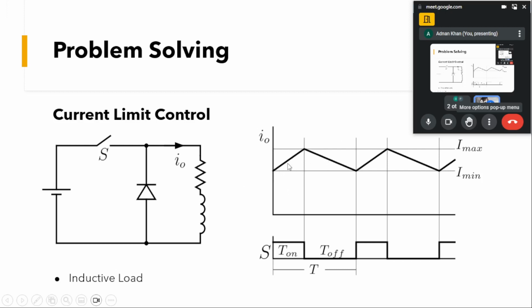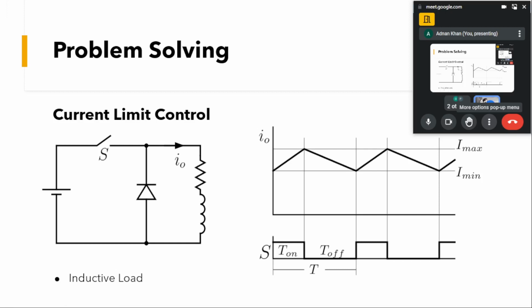And when this slope is rising, it will hit this peak value, the switch will turn off, then the current will decrease, hit the lower value, and here the switch will turn on again, and this will go on in a similar fashion. This is the current limit control. This is how we do the current limit control. Now we'll see whether this current limit control can be done in case of an inductive load. You saw that we will be able to do the current limit control in case of an inductive load.